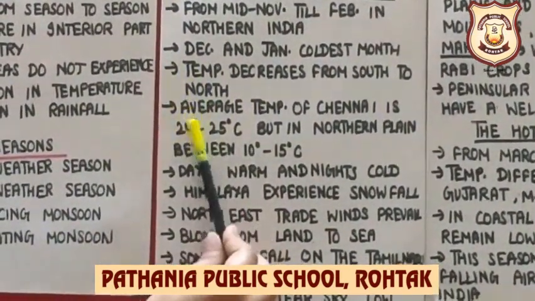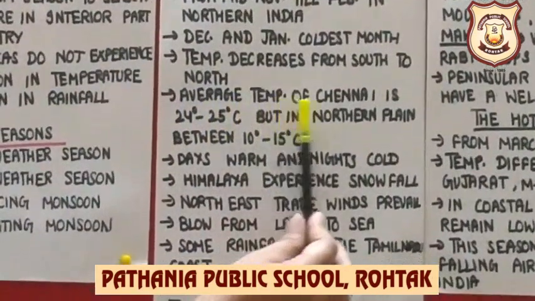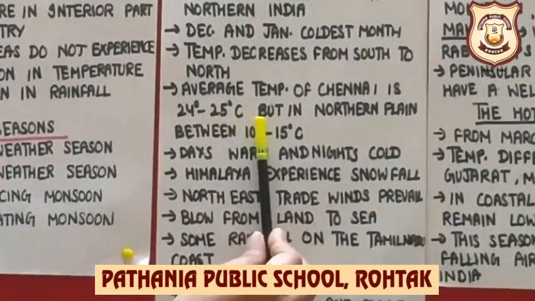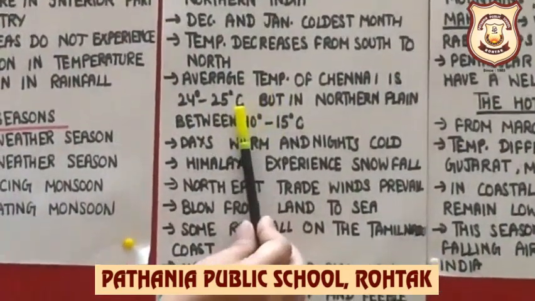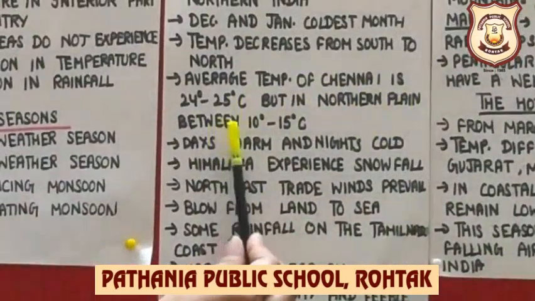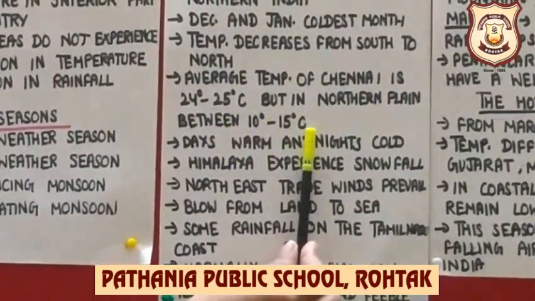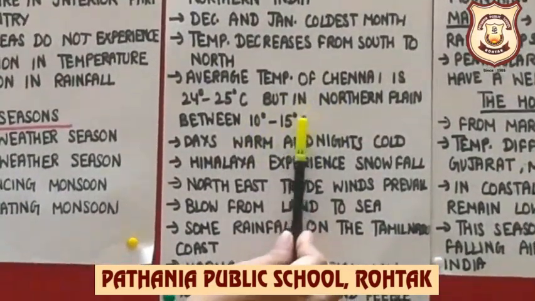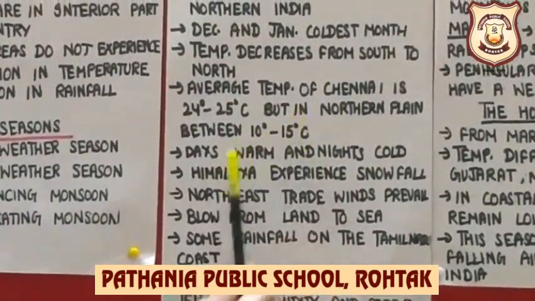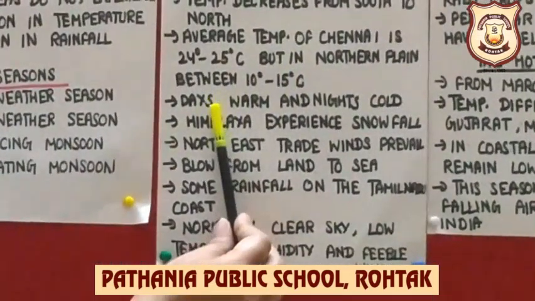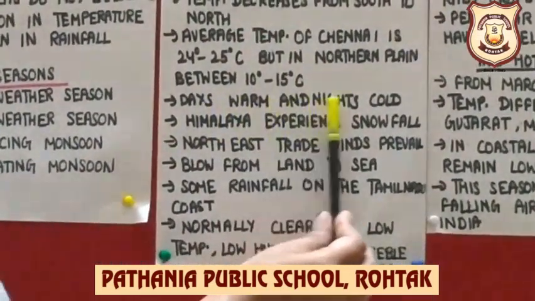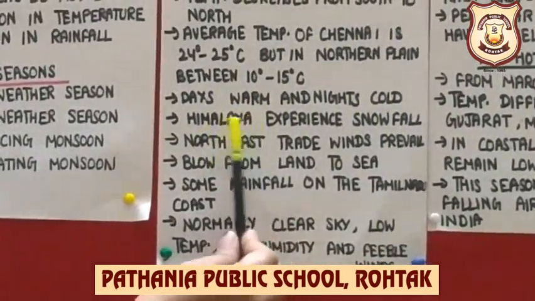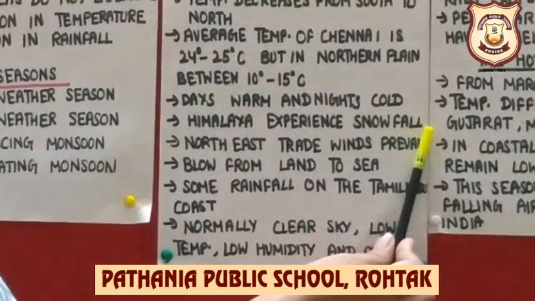Now, just take an example. The average temperature of Chennai is 24 to 25 degrees Celsius in a particular month, but in the northern plain, it can be from 10 degrees to 15 degrees Celsius. So even in the cold weather season, there is a great variation in the temperature, right? During the cold weather season, days are warm and nights are cold. And even high altitude areas like the Himalayas experience snowfall.